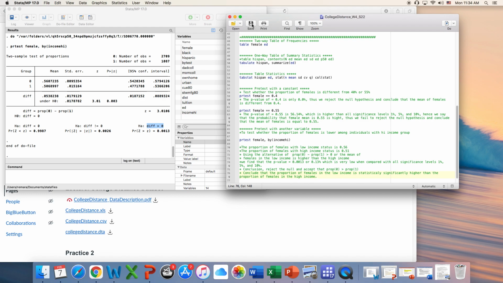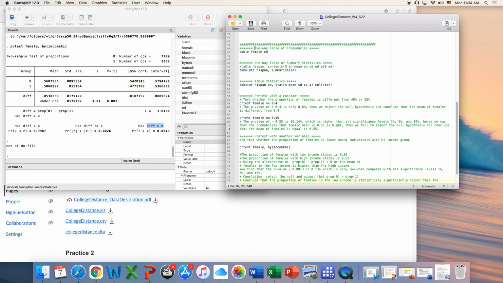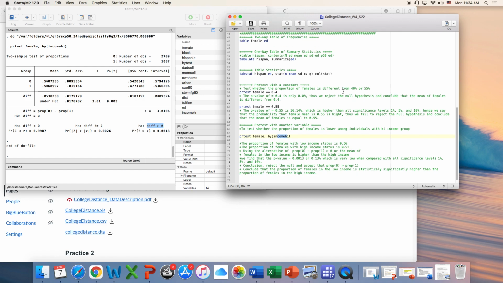Okay, this is exactly what you see in your practice and your assignment. So basically you need to study the two-way table, like the command right here, the one-way table, right, table of statistics, a pretest command with a constant, where I'm just having one number here, or a pretest command with another variable. So I do have two variables, I have female and I have income high. Okay, so once you study these, you can just open the practice and repeat with another data set.